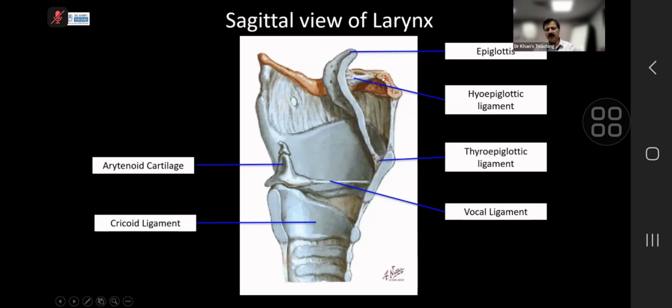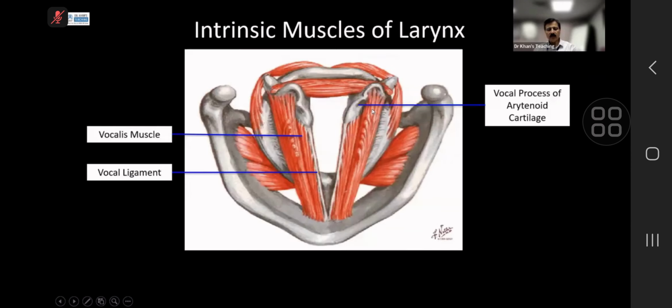The hyoepiglottic ligament. This is the hyoid bone. This is the epiglottis, and the hyoepiglottic ligament. On top of it is what we call a mucous membrane, or mucous fold, which is the glossoepiglottic fold. And this becomes a landmark which divides it into right and left valleculae.